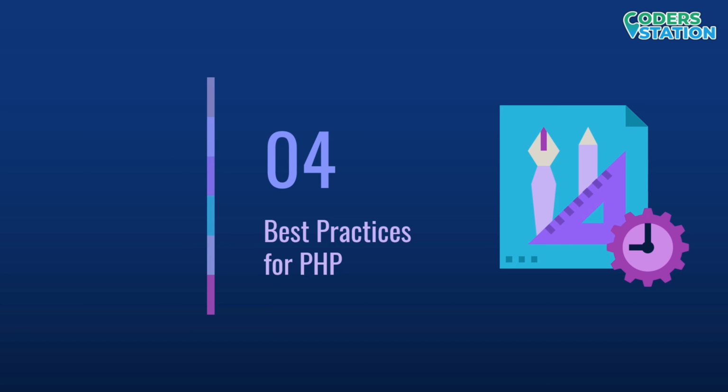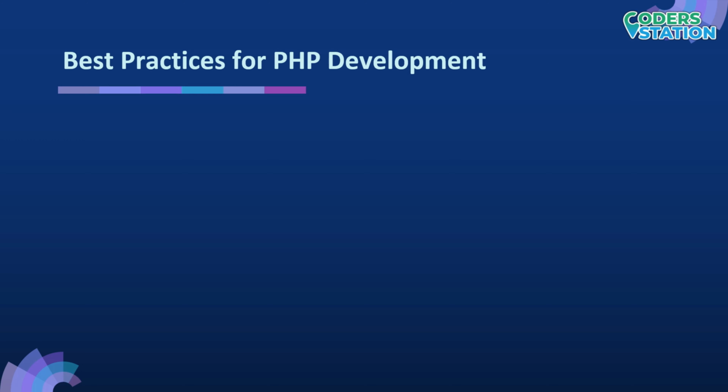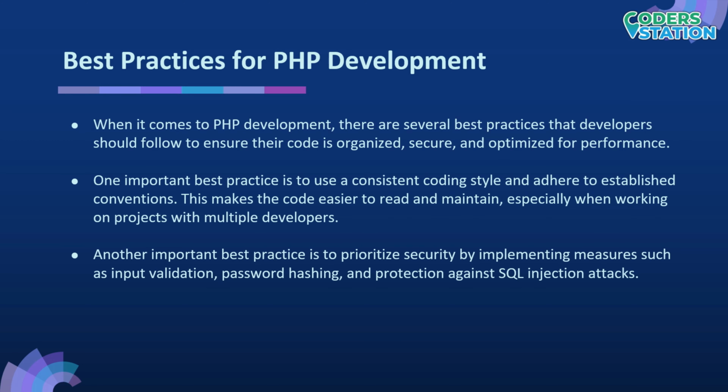Now let us know some best practices to become a PHP developer. When it comes to PHP development, there are several best practices that developers should follow to ensure that their code is organized, secure, and optimized for performance. One important practice is to use a consistent coding style. This makes the code easier to read and maintain, especially when working on projects with multiple developers. Another important practice is security, by implementing measures such as input validation, password hashing, and protection against SQL injection attacks.